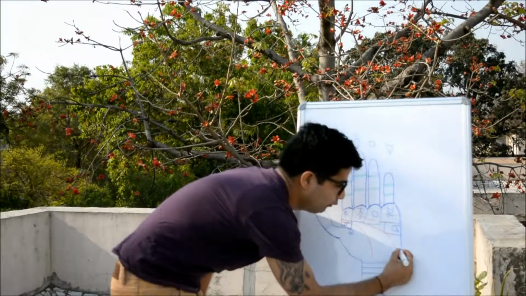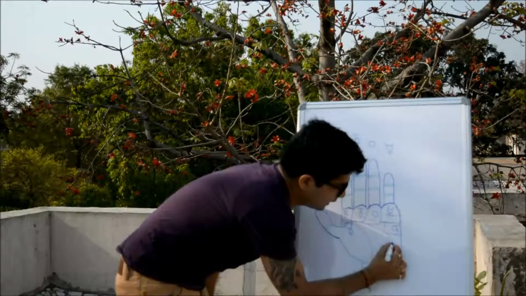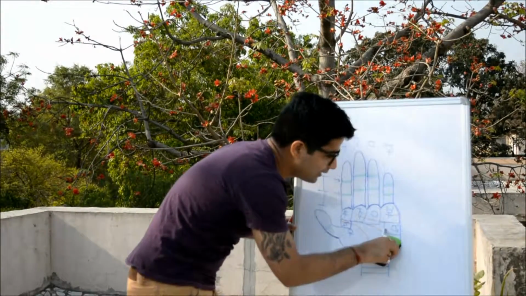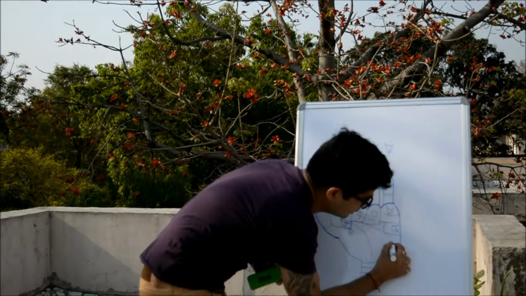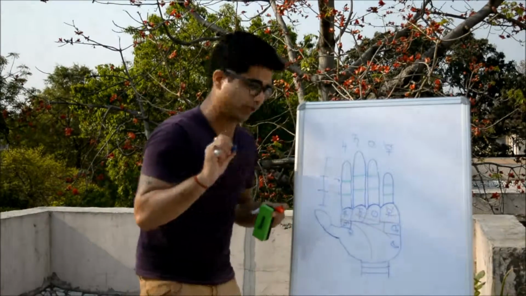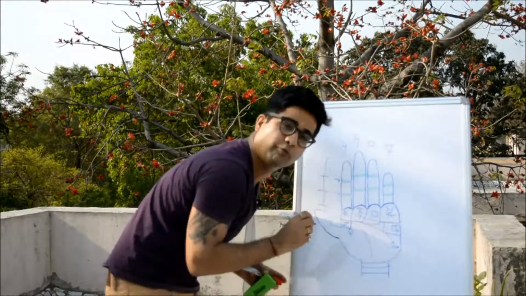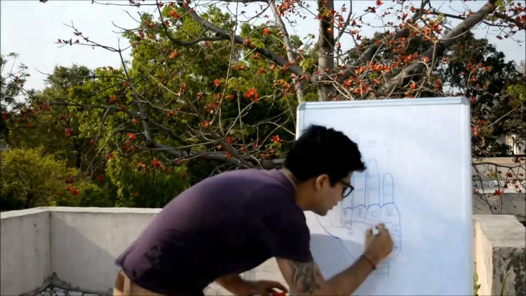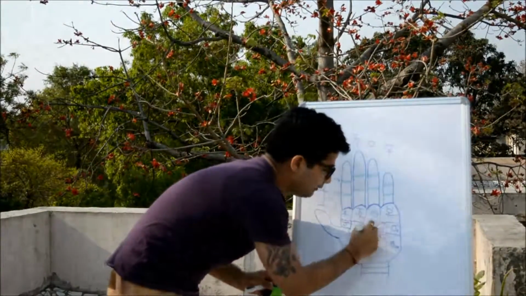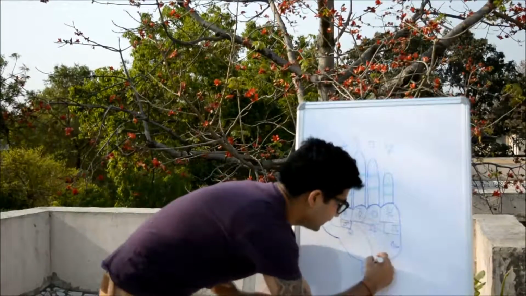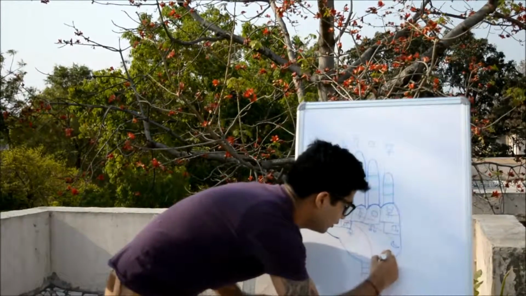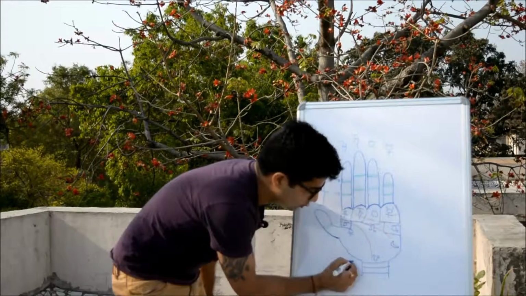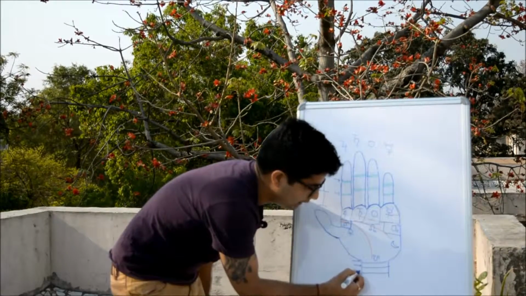Then comes our next mount, which is here. This is our mount of Luna. Let me just draw it again for clarity. This is our mount of Luna, and this middle portion is given to the shadow planet Rahu. This area is given to the planet Ketu, and these three rings are known as the bracelet. So we have bracelet 1, bracelet 2, and bracelet 3.